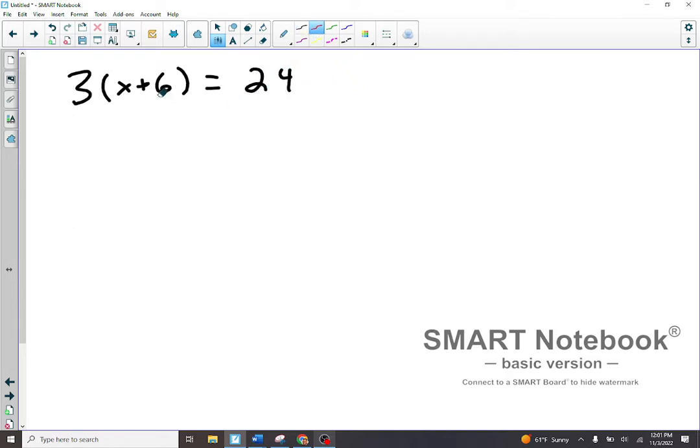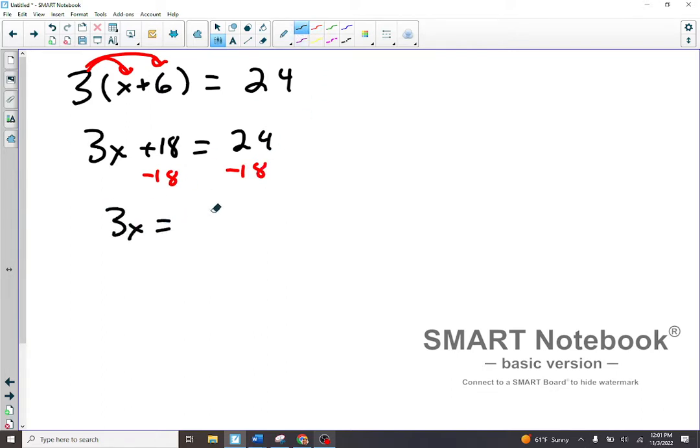When we have this, the easiest thing you could do is distribute the 3 to everything inside the parenthesis. So 3 times x is 3x, and 3 times 6 is 18. 3x plus 18 equals 24. From there, I've just changed it to a 2-step equation. Everything we do is going back down, down, down to that 1-step equation. Minus 18, minus 18. 3x equals 6. Divided by 3, divided by 3. x equals 2.